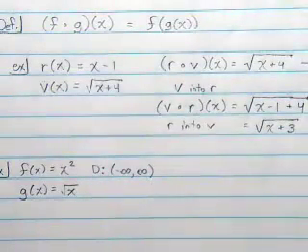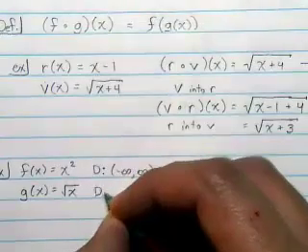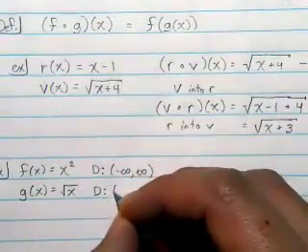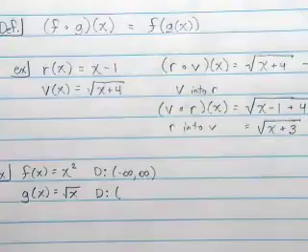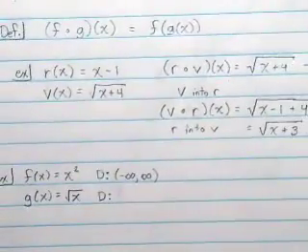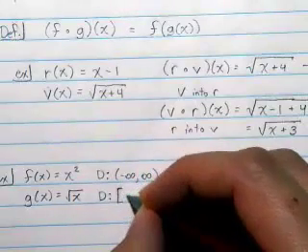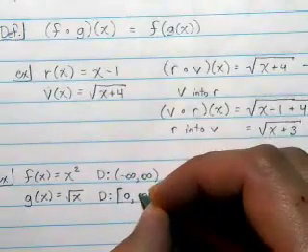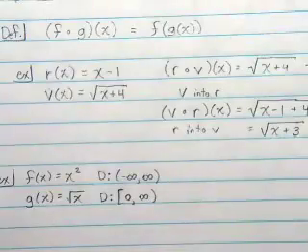What about square root? What numbers can we put into a square root? 0, yeah, 0 to infinity, including 0, right? So 0 to infinity. Okay.